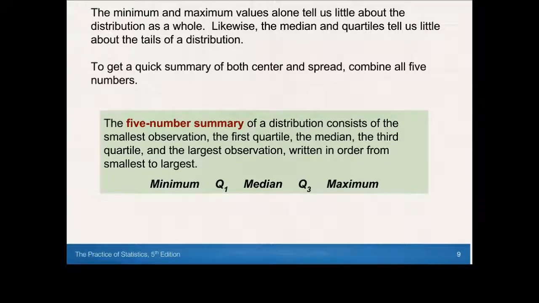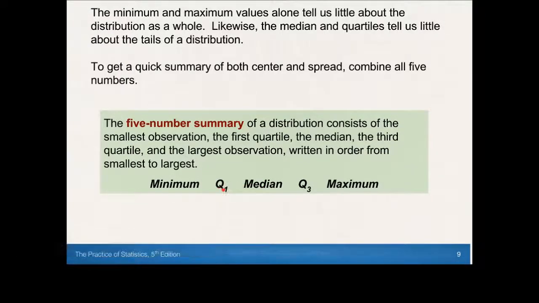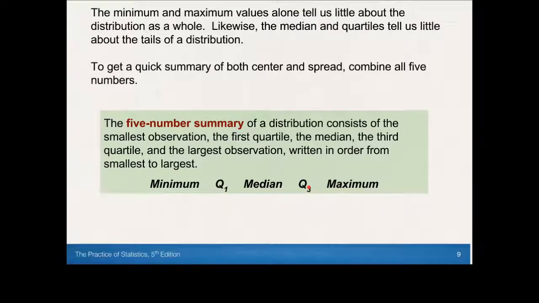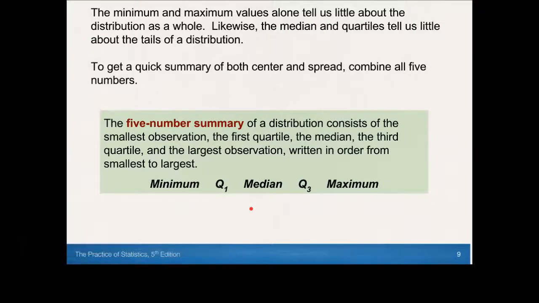So they're not difficult to find. Remember, the median is the middle number. Quartile 1 is the middle of the left group. Quartile 3 is the middle of the right group. And then, of course, the minimum and the maximum will show up on the left and the right, respectively.